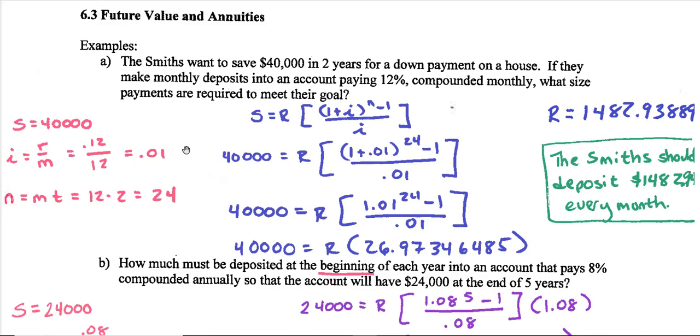We're looking for that continual payment, that continual deposit. So plug in what we know: 40,000 equals R times (1 plus 0.01)^24 minus 1 over 0.01. Do your basic simplification. So we get 1.01 to the 24th minus 1 over 0.01. My suggestion to you is to do the 1.01 to the 24th minus 1, enter, then divide by 0.01. If you try to put this in your calculator in one move, you might forget to put the numerator in parentheses.